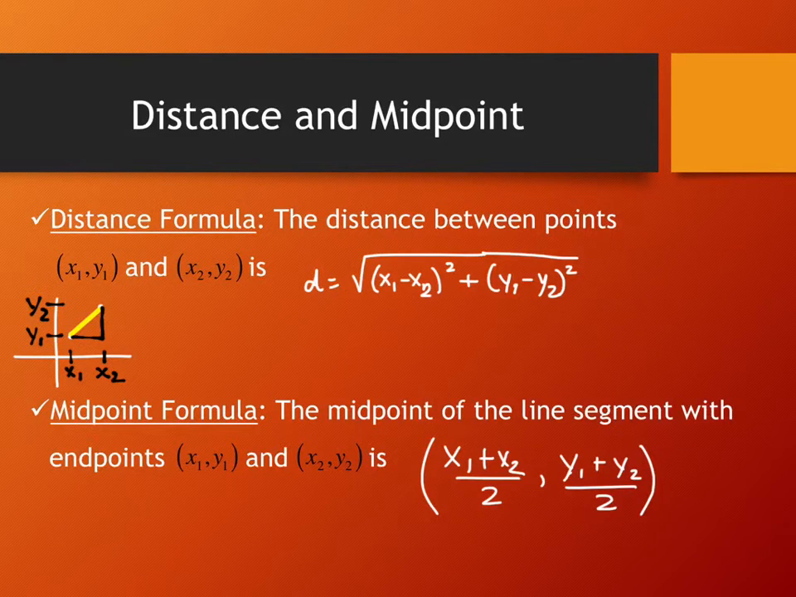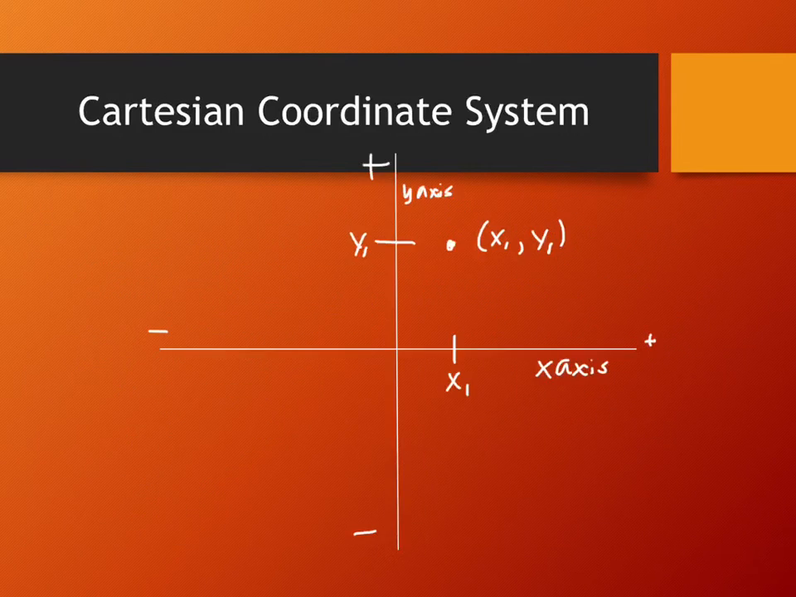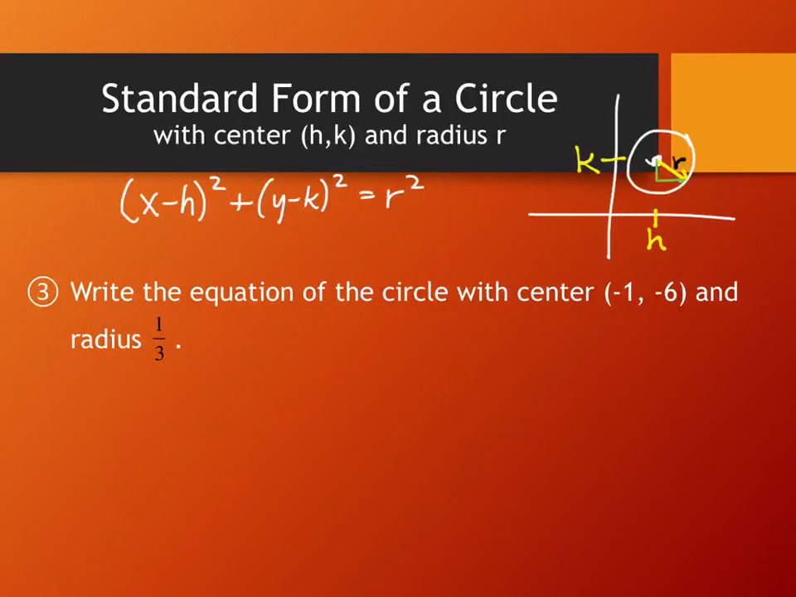So if I were to square both of these sides, I'd have d squared here, just like I have r squared on the other problem, and no square root on this side. They're actually the same formula, just utilizing different features. So on number 3, what we're asked to do is to simply write the equation, okay?